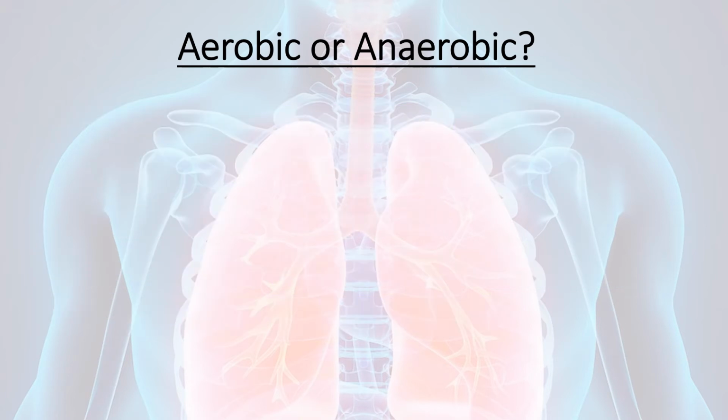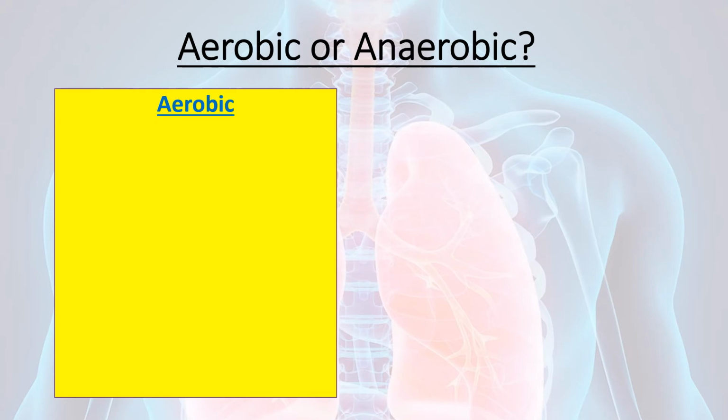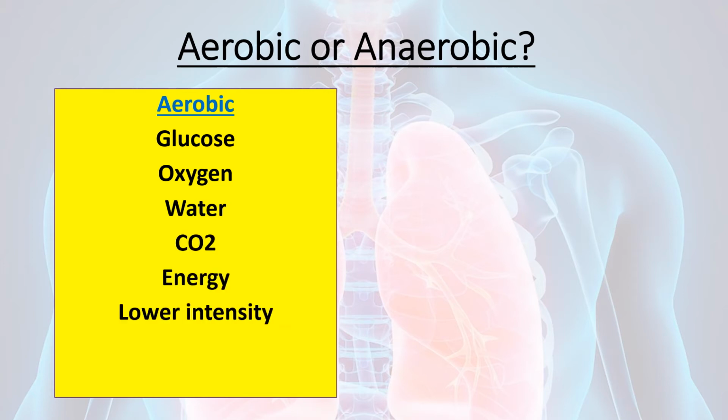Aerobic or anaerobic? Let's go through aerobic first. So from the previous slide, for aerobic you should have got: there's glucose involved, there's oxygen involved, there's water, carbon dioxide, energy, working at a lower intensity and a longer duration. A good example of this would be a marathon runner.